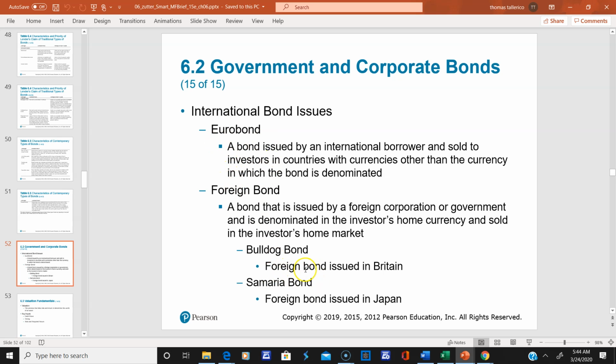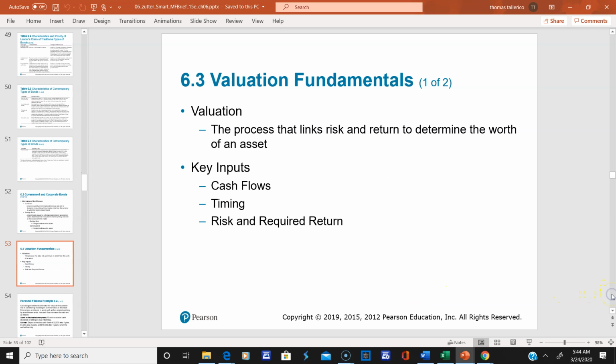And they show you some here that have different names. A bulldog bond is the name for a bond issued in Britain, and a Samurai bond is issued in Japan. Or Samuraya, I guess the pronunciation goes.